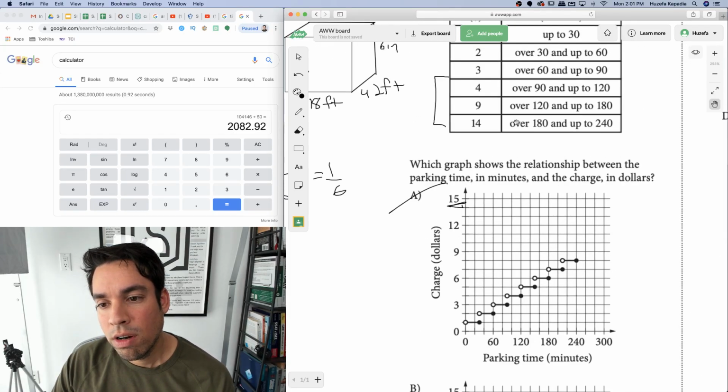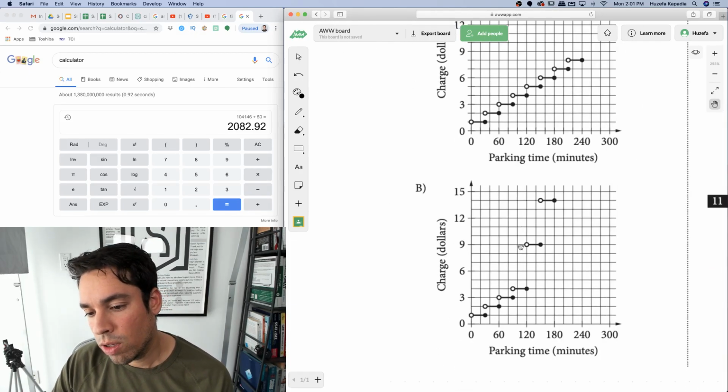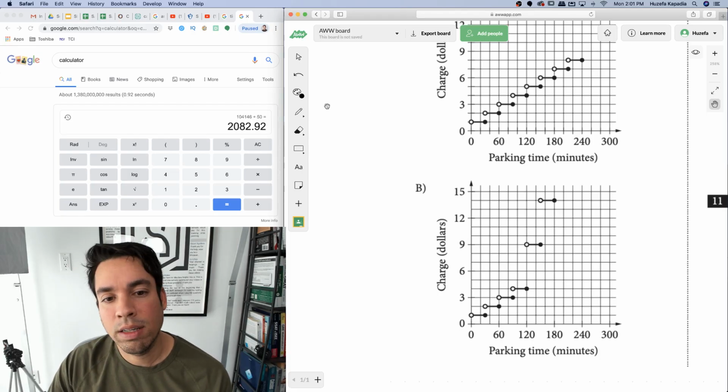So you see how it goes from 180 to 240. This is 120 to 180. This is only 120 to 140, 60, 40, 50 maybe it says. And then it stops at 180. B is out.